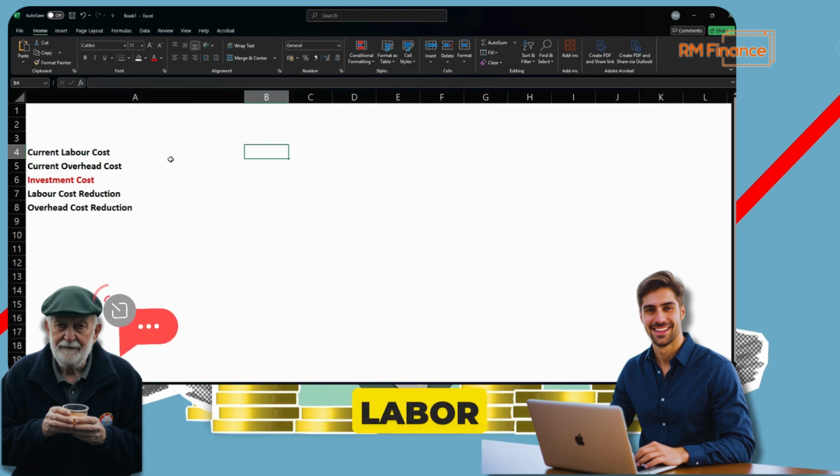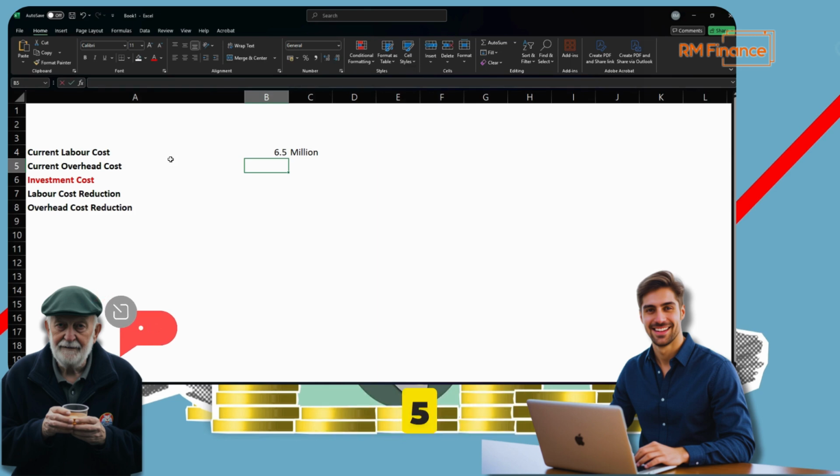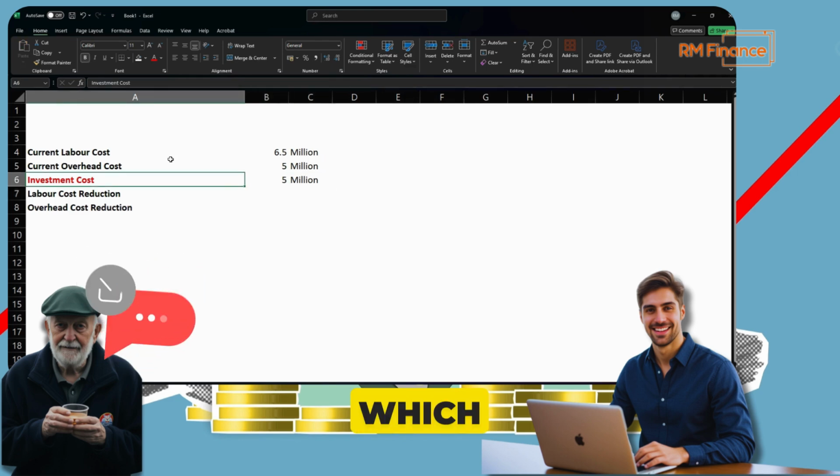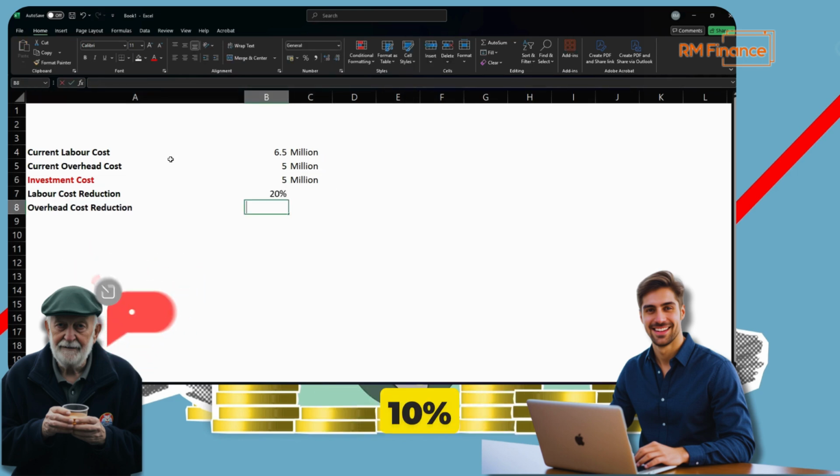My current labor cost is $6.5 million, and overhead cost is $5 million. I'm planning to invest $5 million in new machinery, which is expected to reduce labor costs by 20% and overhead costs by 10%.